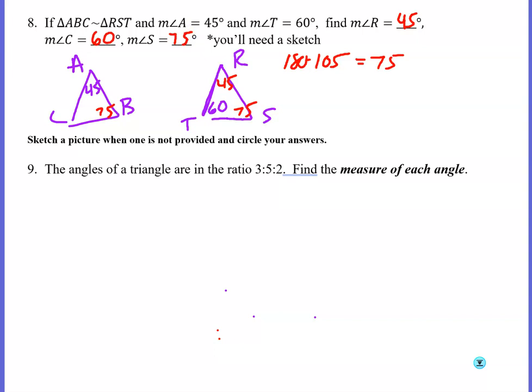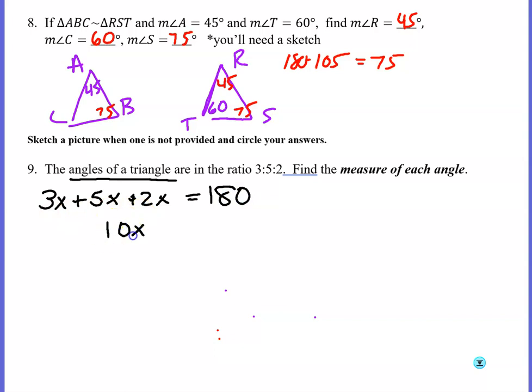Okay, in this one, they're giving me a ratio of the angles of a triangle. Well, remember, we know the angles of a triangle should add up to 180, but because I have the ratio, it could be any of these numbers times a value. So this is where we did 3x plus 5x plus 2x, basically attached an x to each of them, and then we're adding them up to 180 because that's the relationship we know. So then let's see what we get here. 10x equals 180, so we get x equals 18.